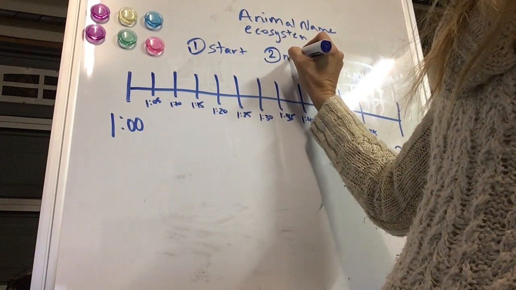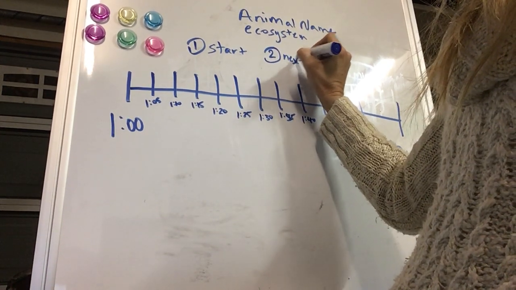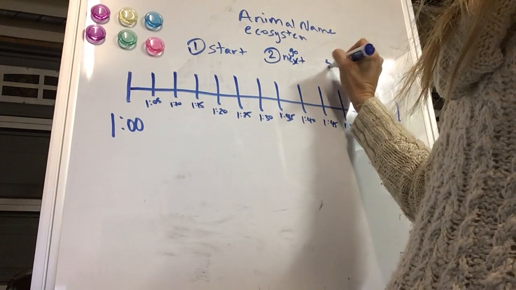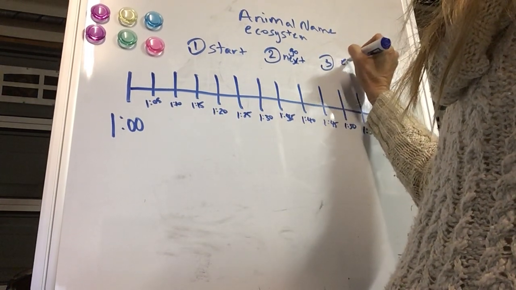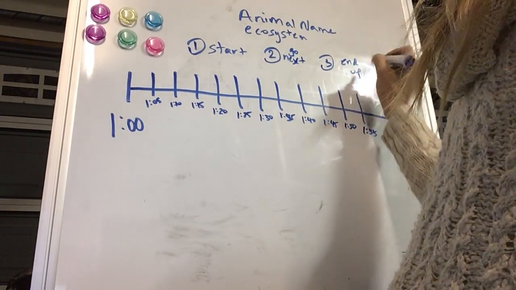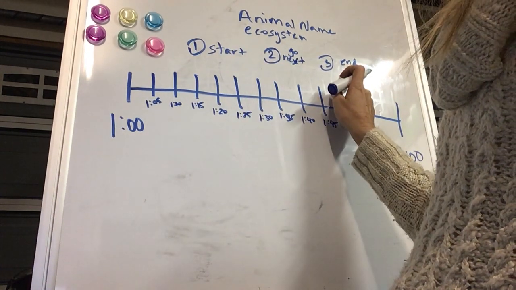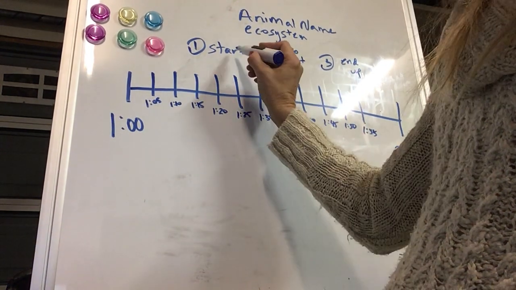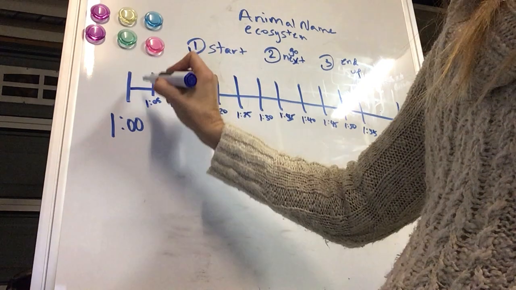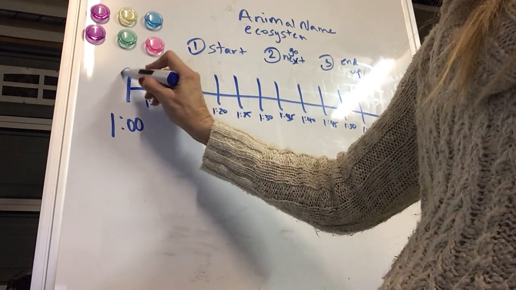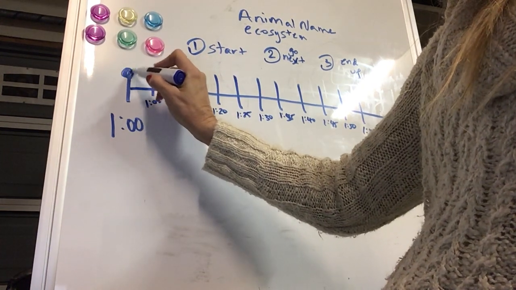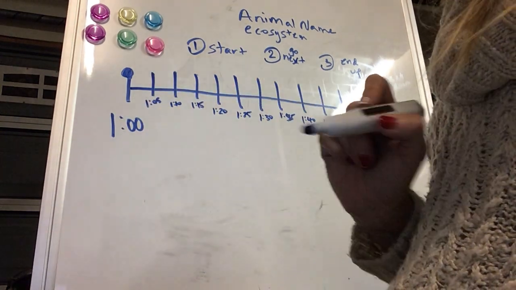Where do they go next? And finally, where do they end up? So this is your travel of your animal. These are the things you have to think of. Once you figure it out, you have to do it. So start, of course, will be at 1 o'clock. So you can plot your 1 o'clock time there, whatever time you say it is. That's what their start time is.